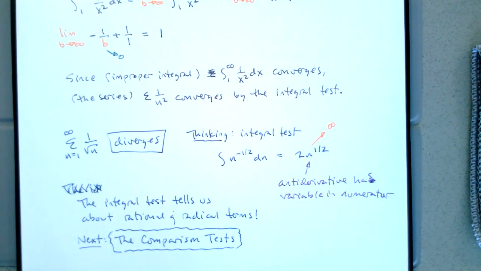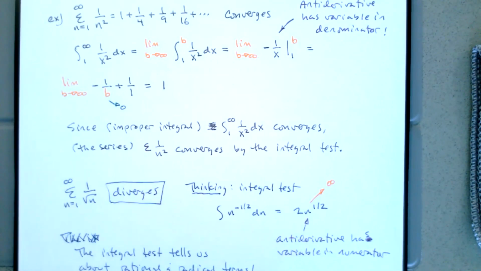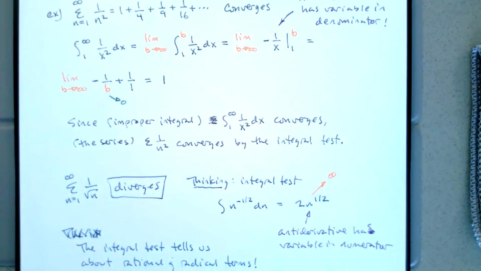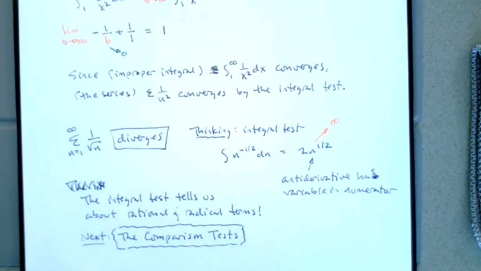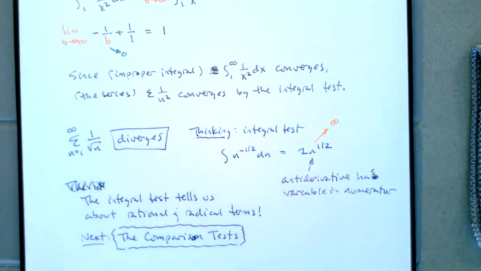So you might notice that we talked about 1 over n squared, but what if it was 1 over n squared plus 7n minus 5? Or 1 over 5 plus the square root of n minus 7? What if there's other stuff going on? And for that, we will introduce the comparison tests.